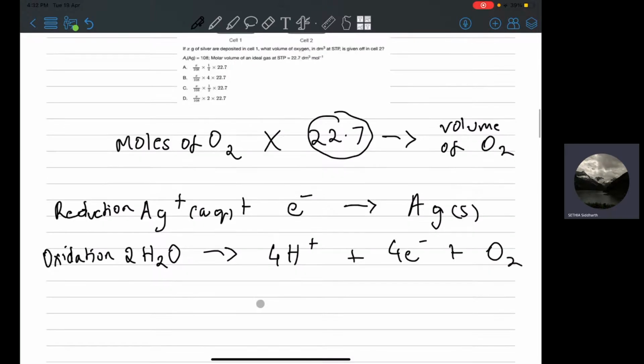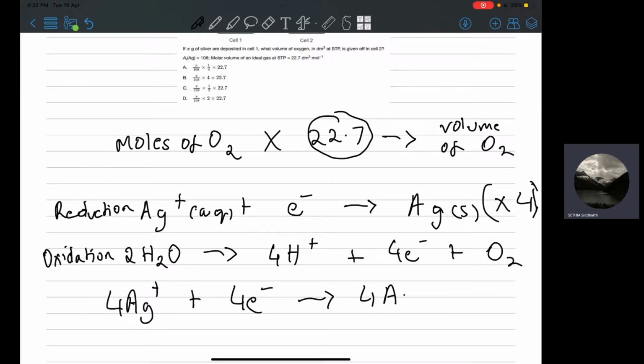In order to do that, the first thing you need to do is balance the electrons, because over here you have one electron, over here you have four electrons. So you need to first multiply the reduction equation by 4, so that we have a balanced number of electrons in both reduction and oxidation. If you multiply that by 4, it becomes 4 Ag+ plus 4 e- gives us 4 Ag.